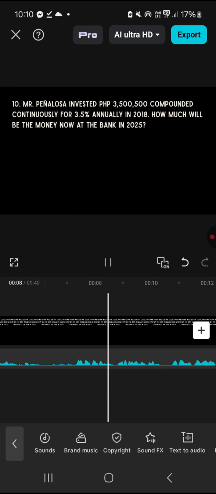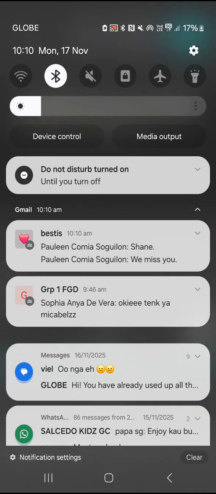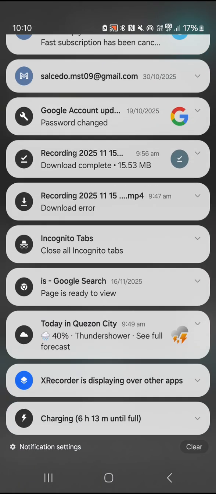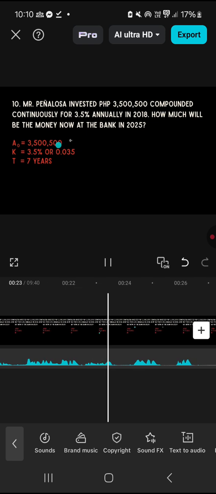So for your first question, Mr. Panalosa invested 3,500,500 pesos compounded continuously for 3.5% annually in 2018. How much will be the money now at the bank in 2025?